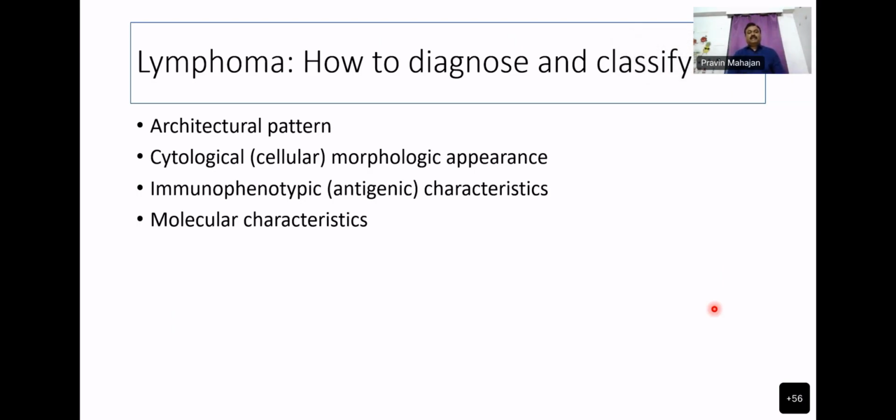So how do we make a diagnosis of lymphoma and how do we classify? Now you have to see three things. One is architectural pattern. The other thing is you have to check for cellular morphological patterns. Then you do immunohistochemistry and check for the antigenic characteristics of the tumor. And if it is possible, and sometimes, you use molecular tests also to make the diagnosis and classification.